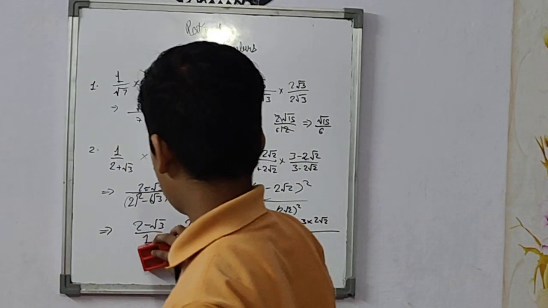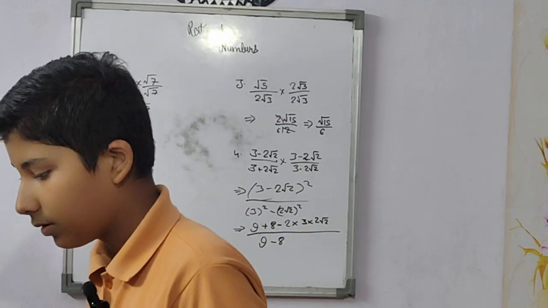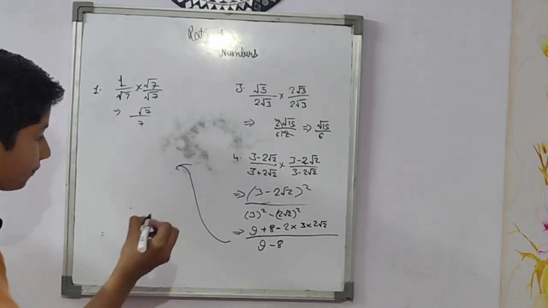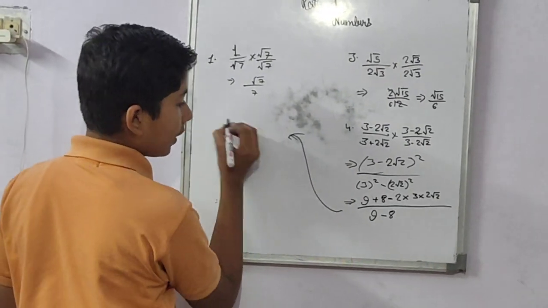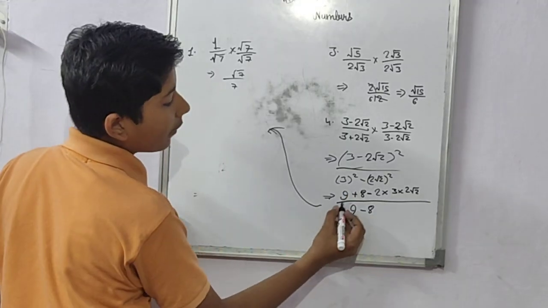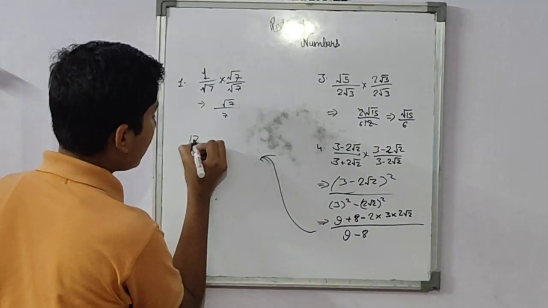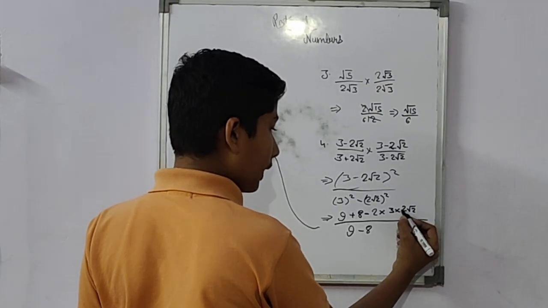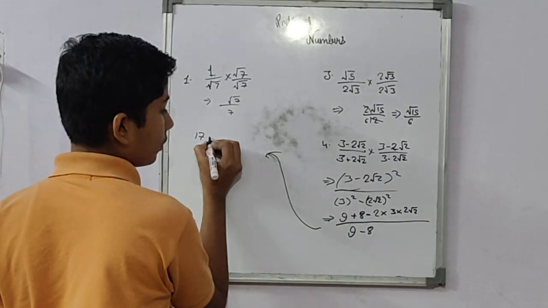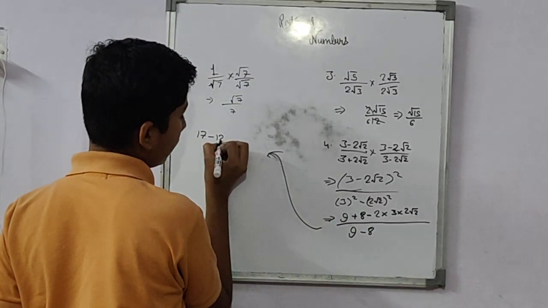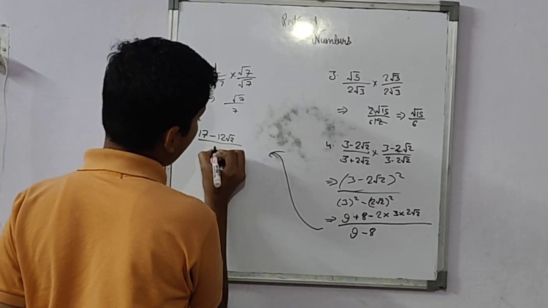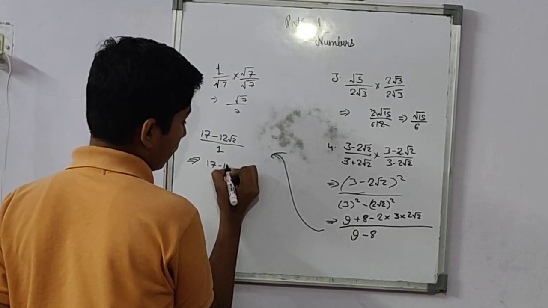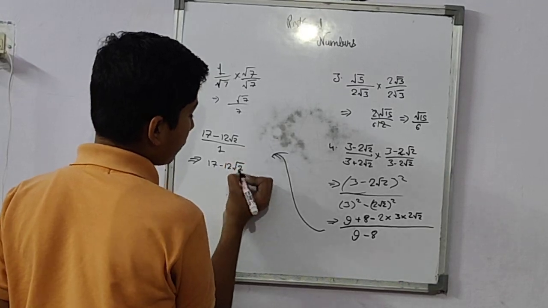Now let's erase this one part. So I'll do the next steps here. Okay. 9 plus 8, 9 plus 8 is 17, right? 17, then 2 into 3 is 6, 6 into 2 is 12 root 2, minus 12 root 2, divided by 1. So our answer will become 17 minus 12 root 2.